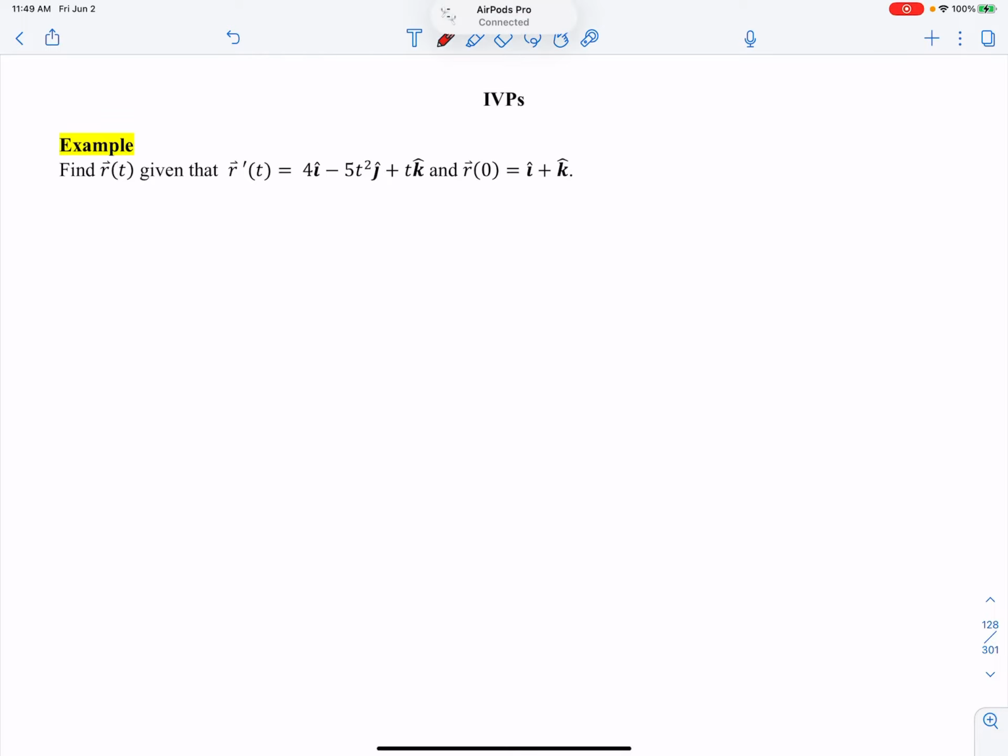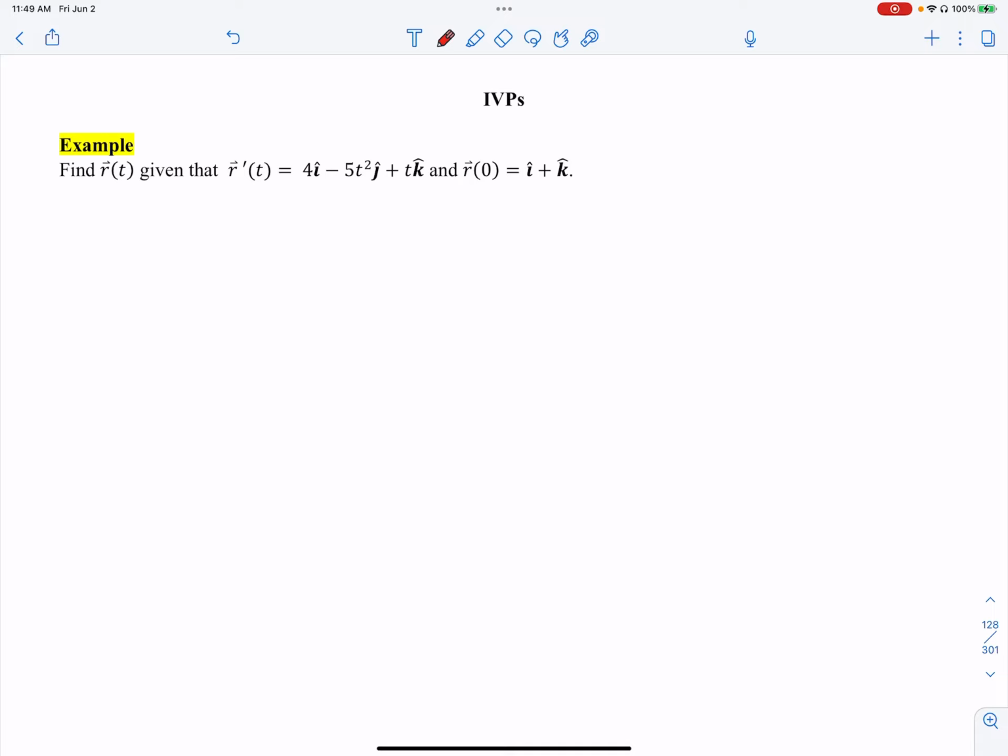In this video, we're going to continue our discussion of vector valued functions by talking about what's called an initial value problem. These problems you may have seen in Calc 2. It really depends on the curriculum and your professor. If they decide to skip it or not, they're free to do that. This is really the basis of all Diffy Q in a way.